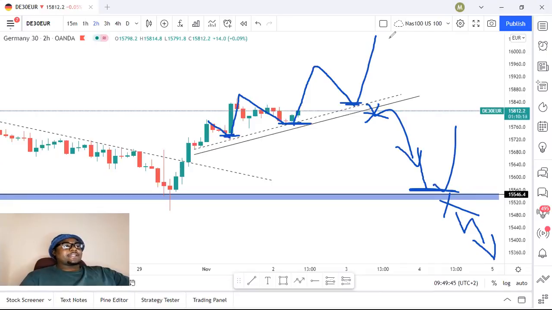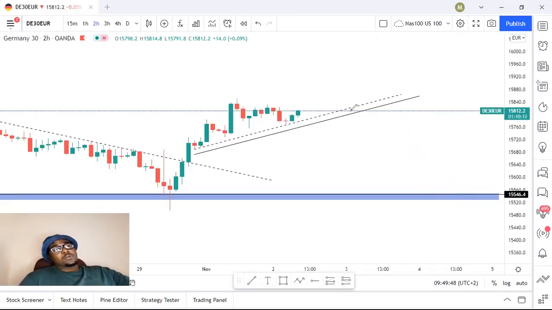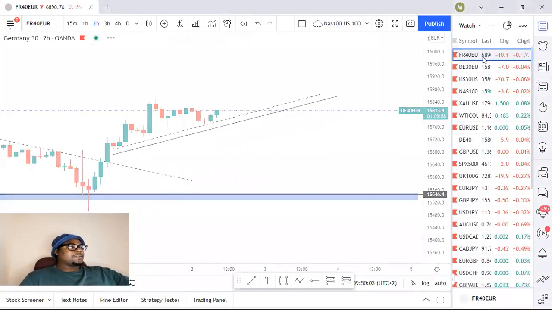But remember, I don't sell indices. On my side, I feel happy and I like buying them only. I just wait for a small rejection, then I buy. Small rejection, then I buy. Easy as that, you see. So let's go straight to France 40. This is the last one.